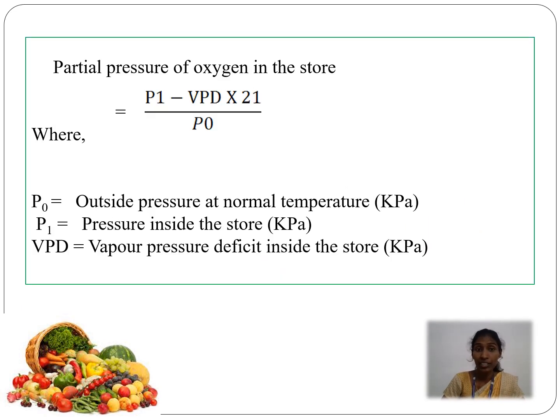So we could clarify with the formula, that is partial pressure of oxygen in the store, which is equal to (P1 minus VPD) into 21 divided by P naught. So P naught is nothing but the outside pressure at a normal temperature, and P1 is nothing but the pressure inside the store, and VPD is nothing but vapor pressure deficit inside the store.